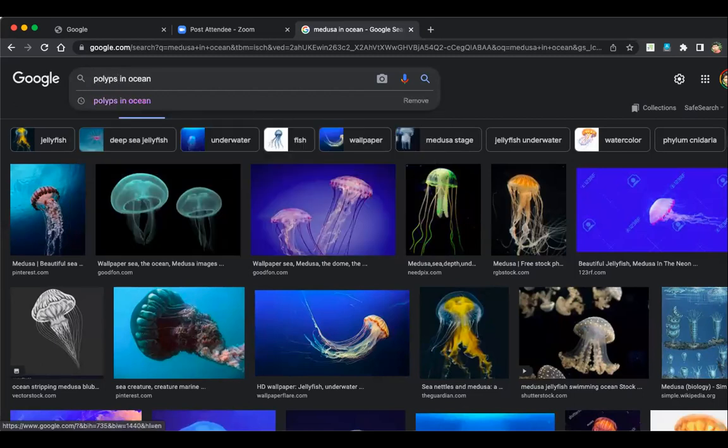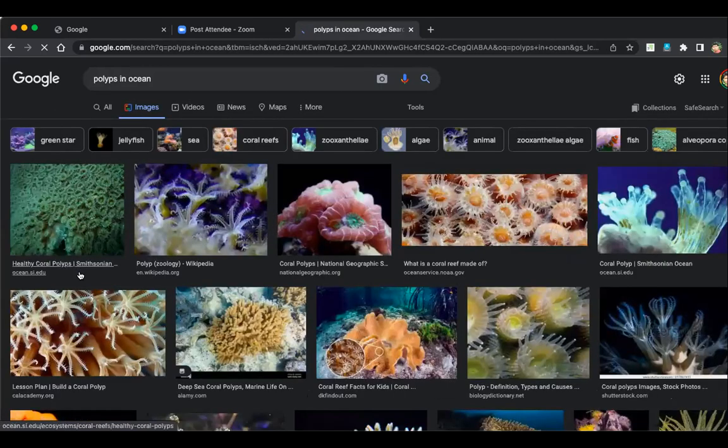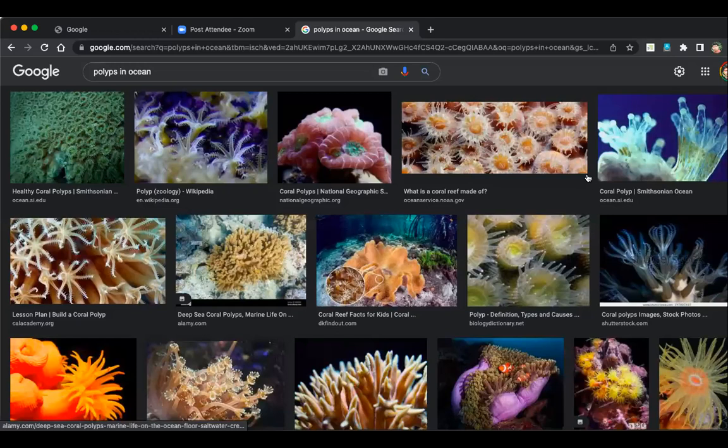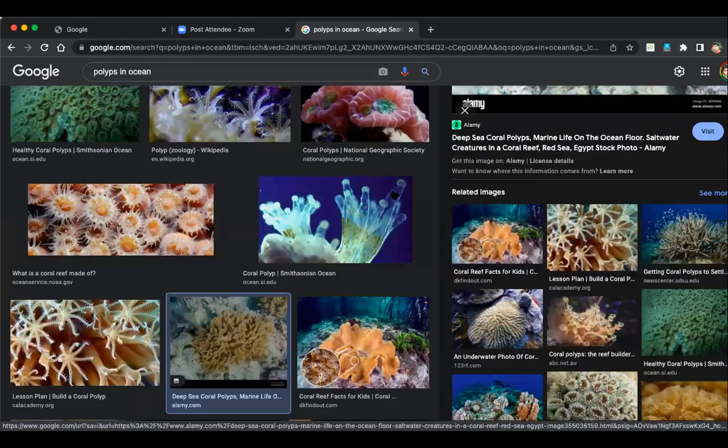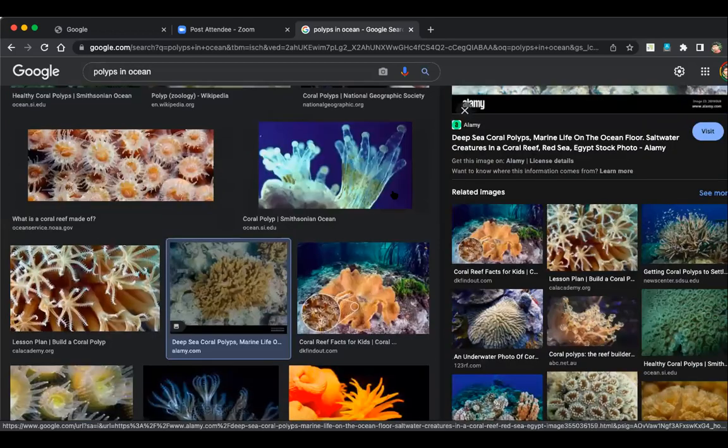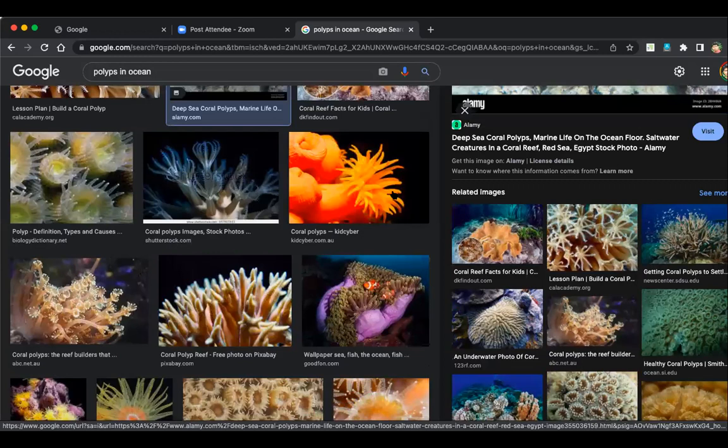Then the polyps: polyps are attached to corals and some other surfaces. They are not moving. They are moving, but they are not locomoting. They are not changing location. You can see this is a coral in the deep sea, and there are some polyps. Both polyp and medusa shapes are actually kind of predators.